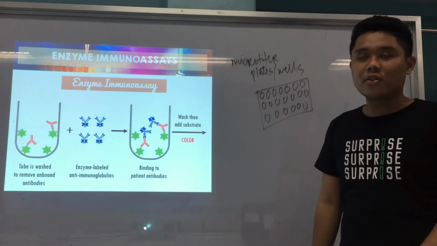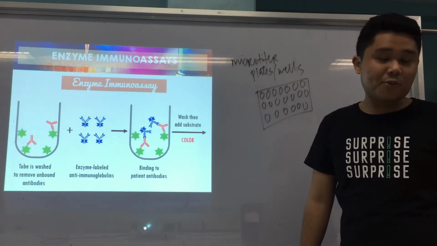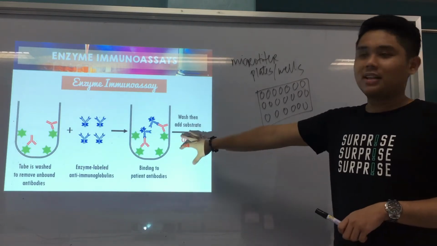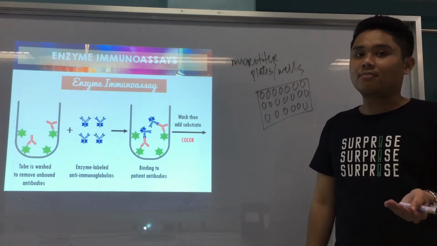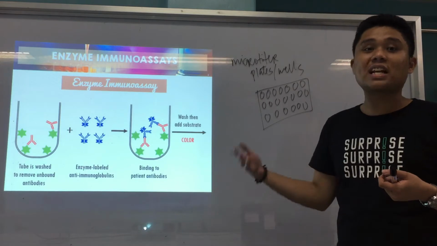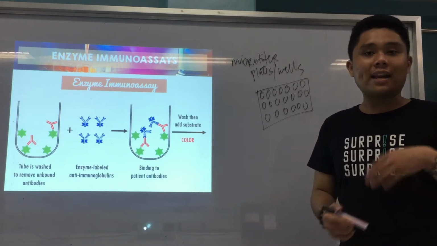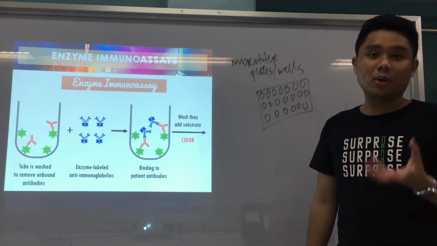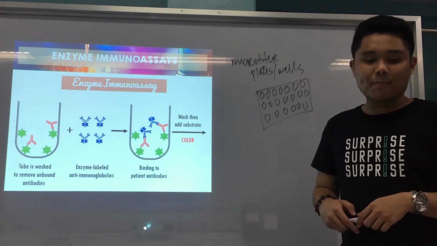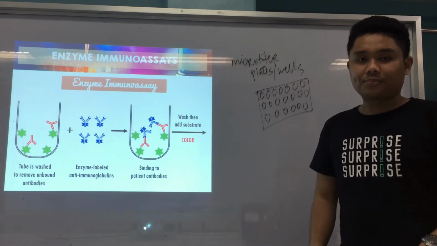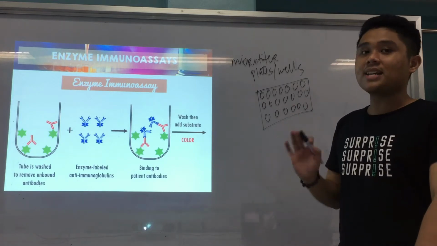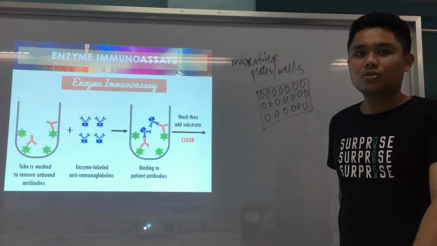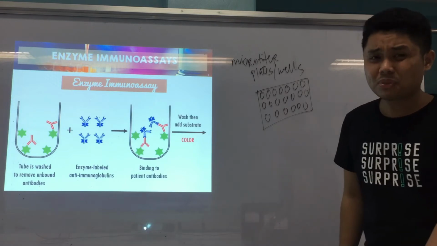There's a lot of formats for immunoassays. For enzyme immunoassays, I just chose this one. It depends on what you are identifying. In this case, we are looking for patient antibodies, but you can also look for antigens of the parasite, depending on your need, on what you want to detect. So those are the main immunoassays that are commonly used for parasites.